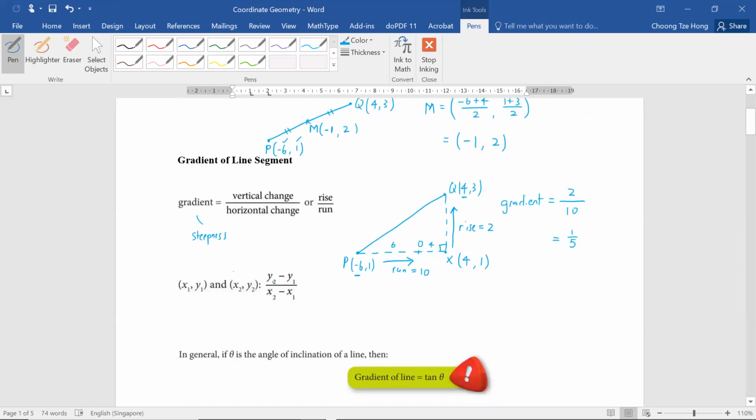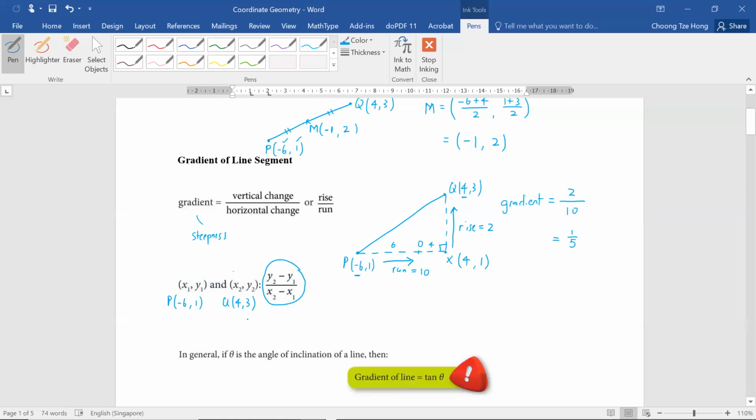Then we also learn that there's a formula to calculate the gradient, but actually it's still the rise over run. So the gradient can be calculated using this method by taking y2 minus y1 over x2 minus x1, where x1, y1, x2, y2 are the coordinates of the 2 points respectively. Let's say we take x1, y1 to be the coordinates for point P. So this will be -6, 1. Then for point Q, it will be 4, 3, right? So let's try to calculate this.